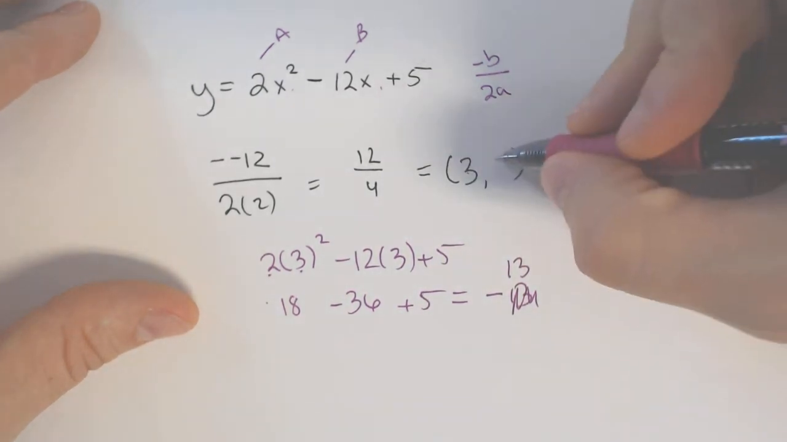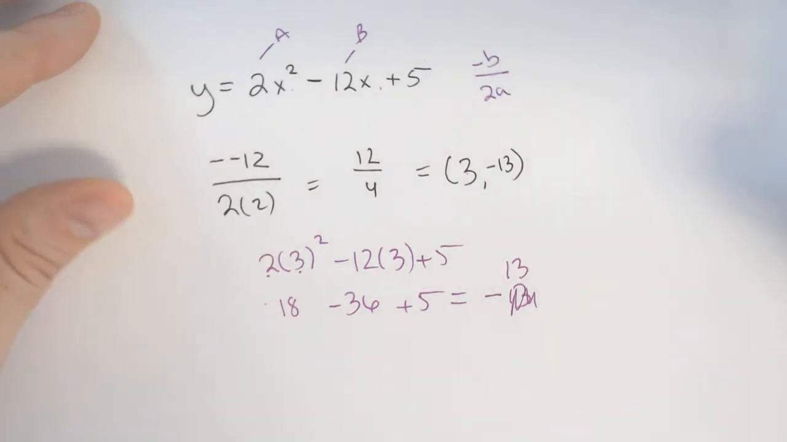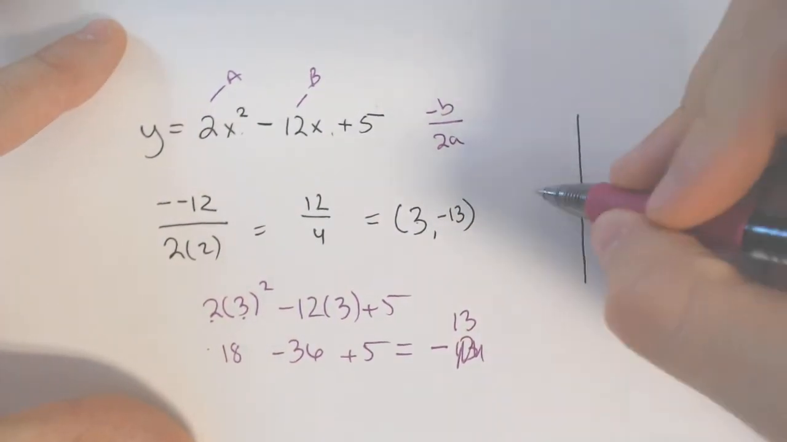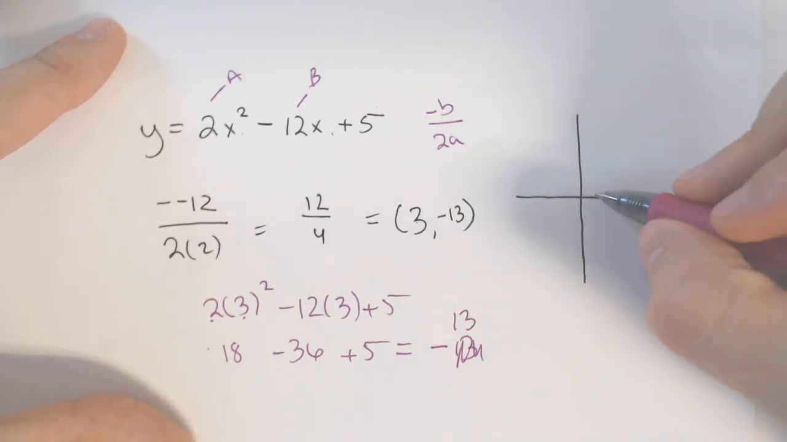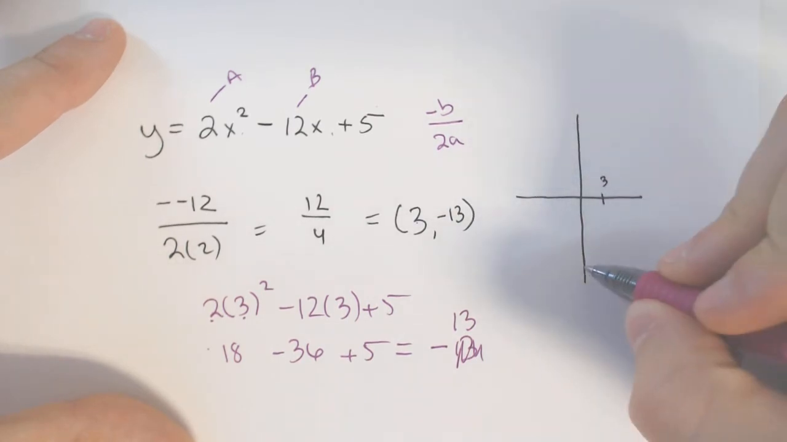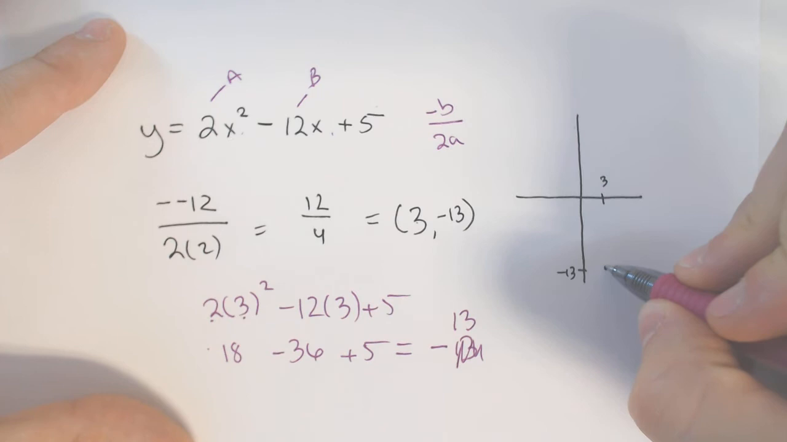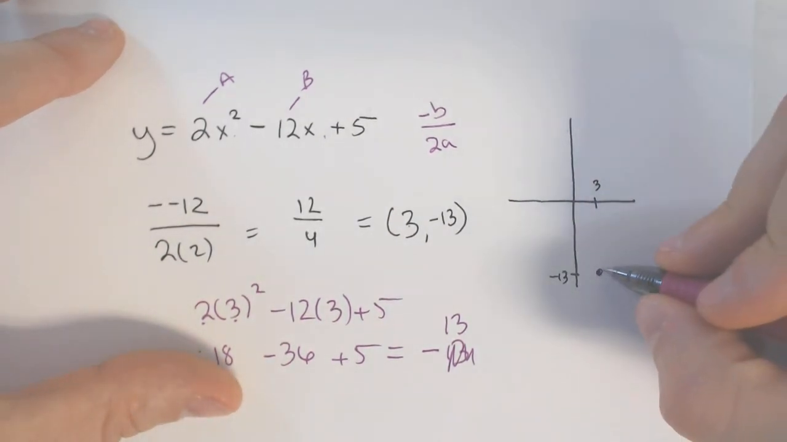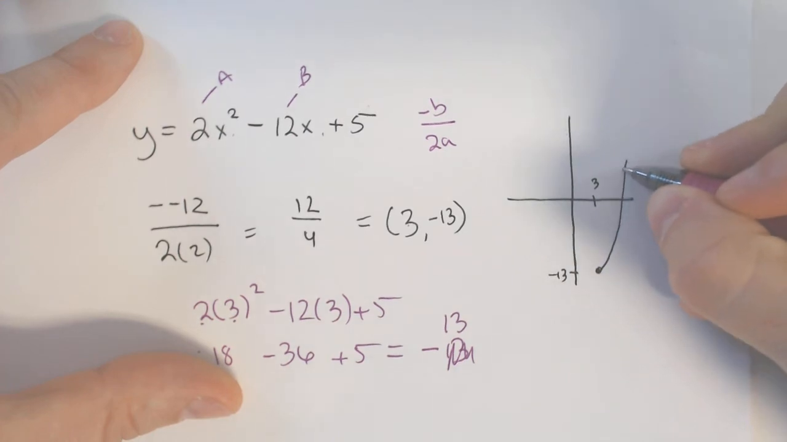So we have our vertex at negative 3, comma, negative 13. We can plot that point. Not negative 3, positive 3. 3, way down there at 13. And this graph also faces up, so it is going to be going up and up.